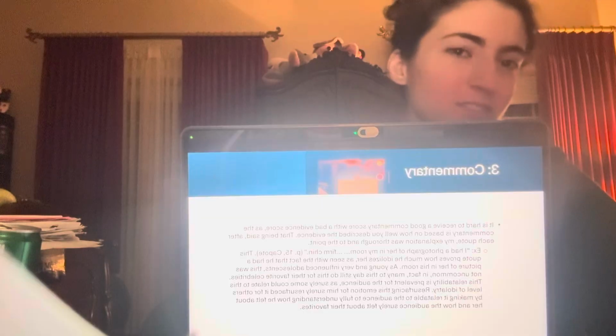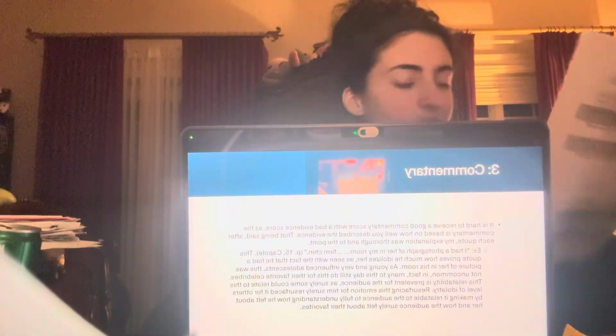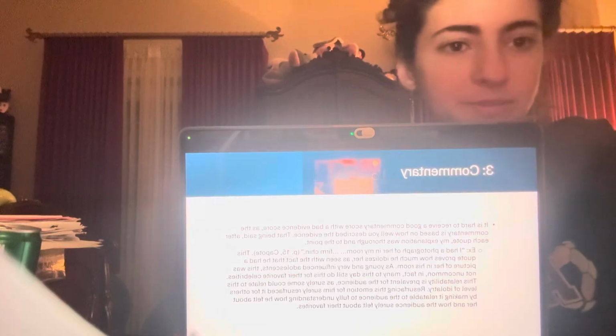Commentary. This is the third thing on this rubric. Does the writer explain how they analyze the evidence to support their reasoning? So this is kind of going off the evidence, like explaining the reasoning behind the claims they made, why they said this, and how. It's kind of hard to do bad on the commentary if you did good in the evidence. So automatically from there, I know that I didn't get a non-existent rating.